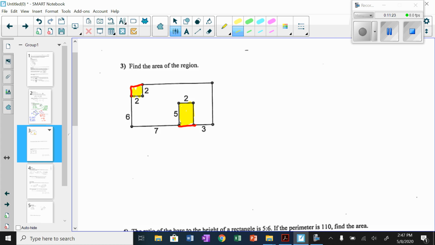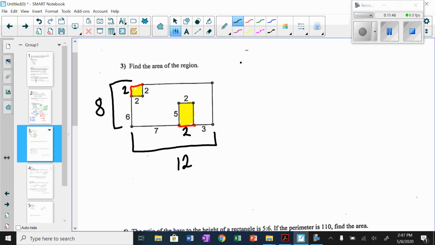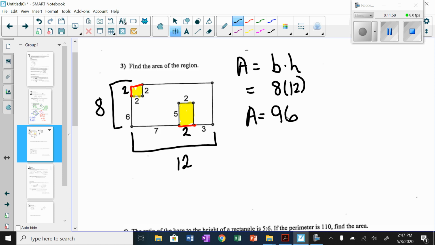Okay, so let's figure this out. The base of this rectangle is not 7, it's not 3, it's not 7 plus 3. It is 12. 7 plus 2 plus 3, because in a rectangle, opposite sides are congruent. So if the top is 2, the bottom is 2. And the height is going to be 6 plus 2, which is 8. So the area is going to be base times height, which is 8 times 12, and that gives us an area of 96. Now that's not our final answer.